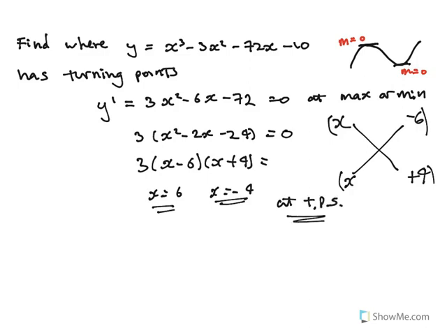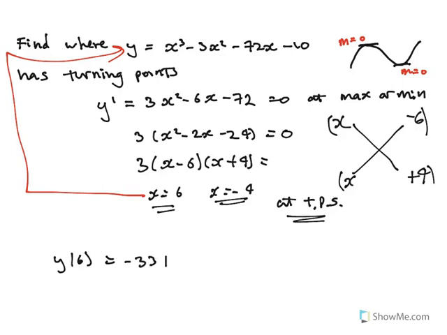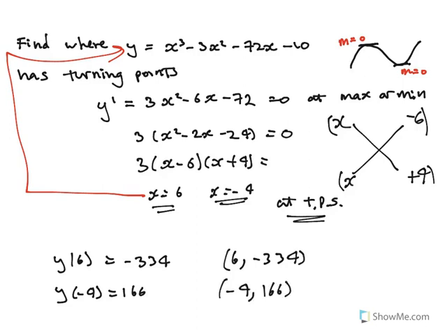What y values go with these? Well, I replace x equals 6 and negative 4 back into the original function. And when I do that, y of 6 is equal to negative 334, and y of negative 4 equals 166. So the turning points are 6, negative 334, and negative 4, 166.